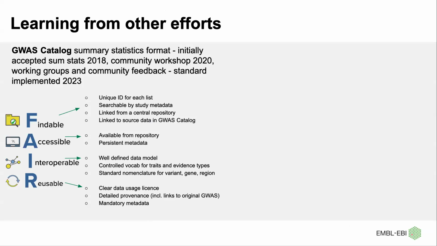Like I said, we had some speakers talking about other efforts. We had Laura Harris from the GWAS catalog talk about their experience developing a summary statistics format. I just want to highlight here that this effort took a long time. This illustrates to us this might be a long-term effort. In the GWAS summary stats world, the GWAS catalog originally accepted them back in 2018. They did a community workshop, much like we are doing, and working groups as follow-ups, but eventually the standard was implemented in 2023. So that's 5 years really from start to finish. Laura emphasized the importance of the FAIR metrics, that the data should be findable, accessible, interoperable, and reusable. And she discussed how these things might apply to PEG lists.